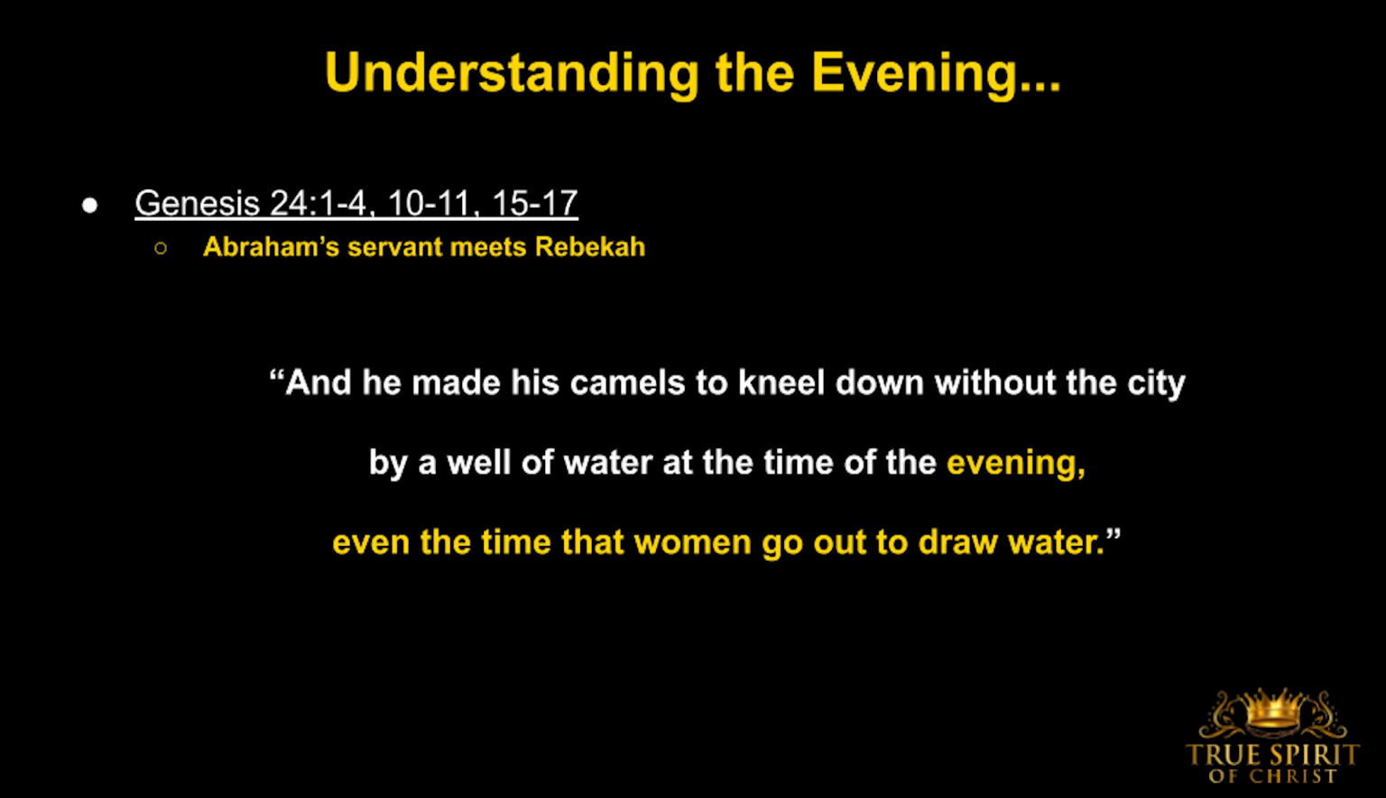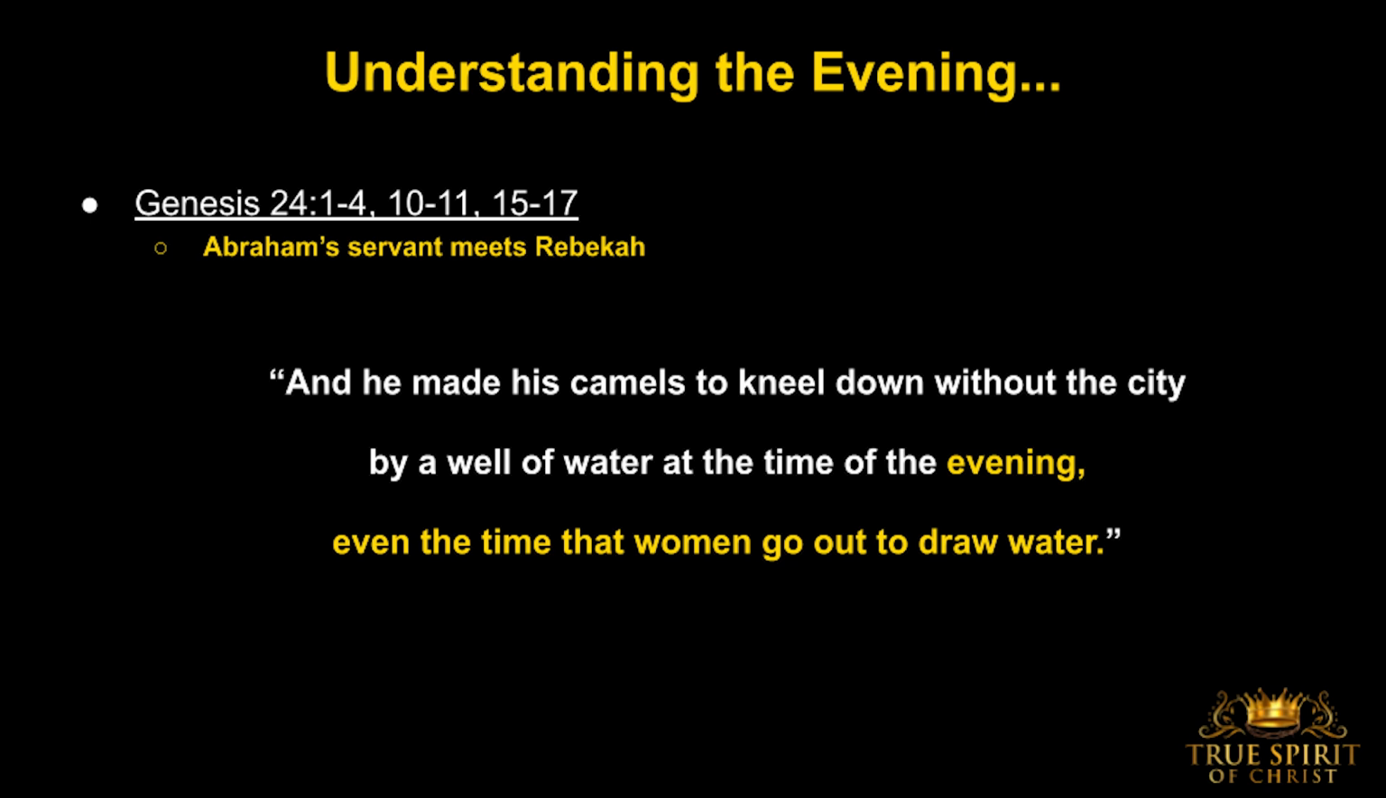thee, thy hand under my thigh, and I will make thee swear by the Lord, the God of heaven, and the God of the earth, that thou shalt not take a wife unto my son of the daughters of the Canaanites, among whom I dwell. But thou shalt go unto my country and to my kindred, and take a wife unto my son Isaac. So here, Abraham charges his eldest servant to find a wife fit for his son Isaac.